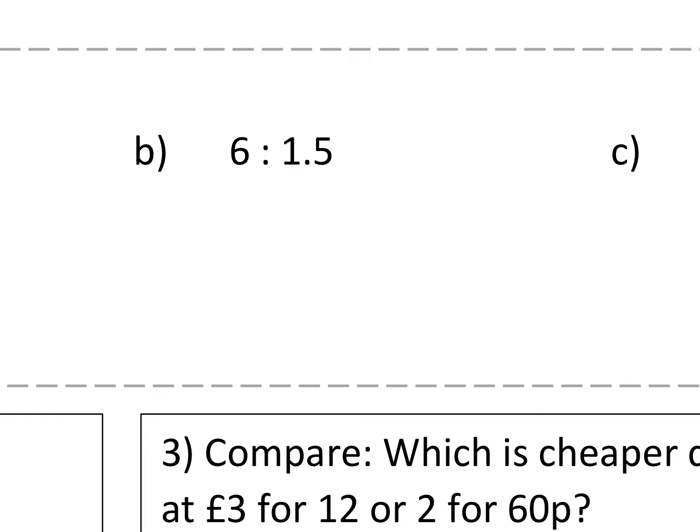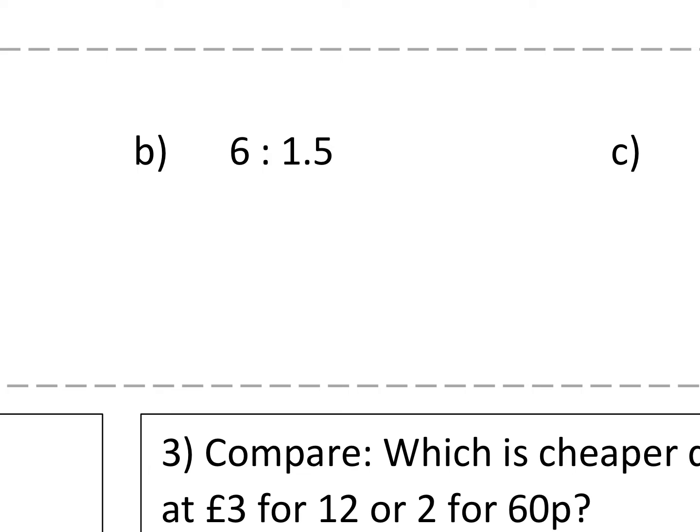Part B. Here we've got 1.5, which isn't a whole number. So before we start, we need to actually scale this up to make this a whole number. We shouldn't have decimals in our simplified ratios. So two ways you can get rid of this decimal. If you multiply both sides by 10, that would do it. That would be 60 to 15.